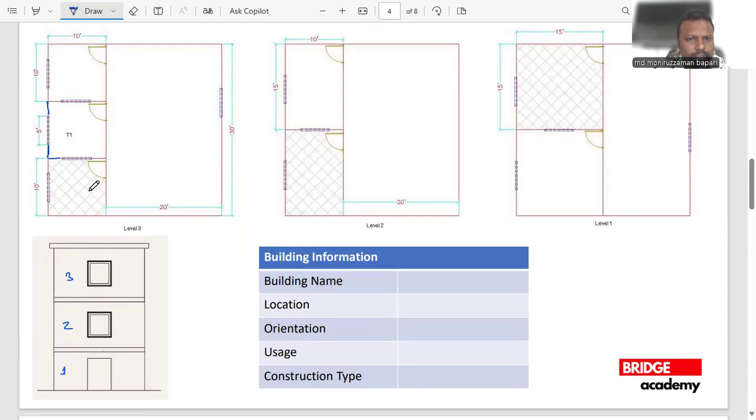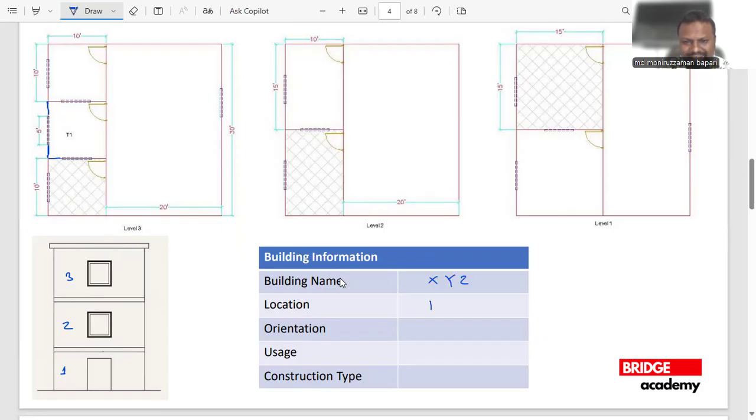Here we have some rooms which are hatched. This means these are air conditioned rooms. So you must also know which rooms are going to be air conditioned and which rooms are not to be air conditioned. Then building name, let's say building name is XYJ.